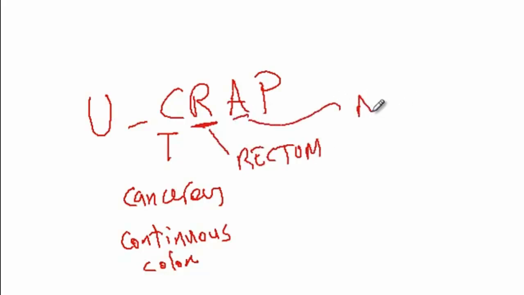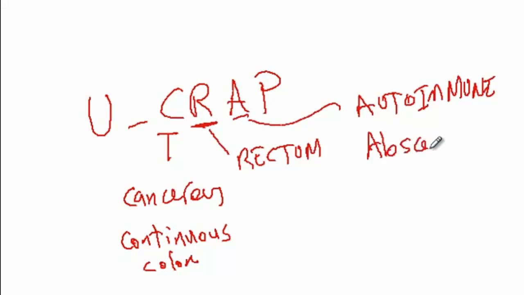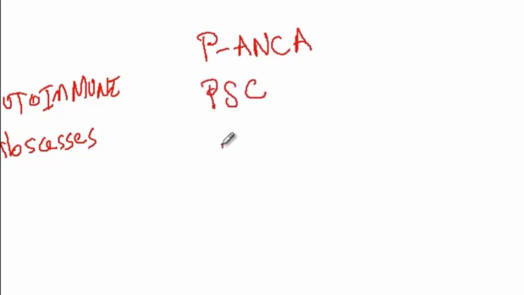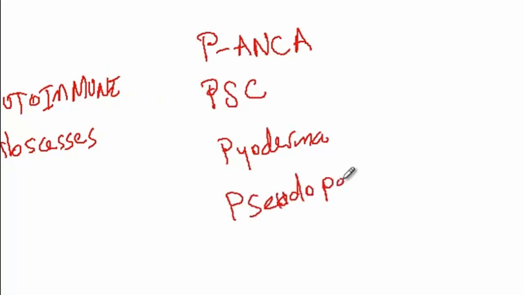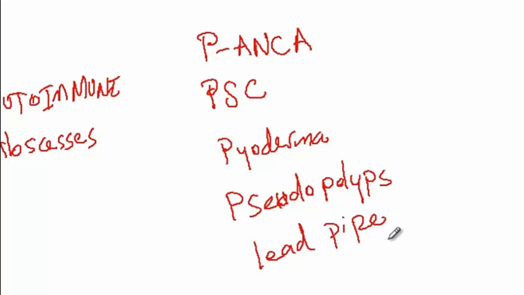Now, A stands for autoimmune, in addition to the crypt abscesses. And then we have P, which stands for perinuclear anti-neutrophilic cytoplasmic antibodies. P also stands for primary sclerosing cholangitis, pyoderma gangrenosum, pseudopolyps, as well as lead pipe appearance of the colon due to the loss of haustra.